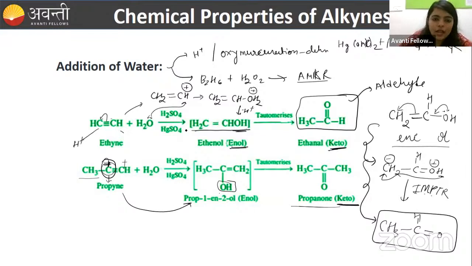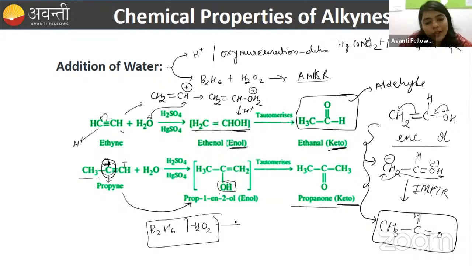Similarly, if from here you take B2H6 and H2O2, then this reaction will also go via the same mechanism that you have studied in alkene, but after the formation of enol, you need to convert it into ketone. Okay, the final product will be ketone in the reaction.